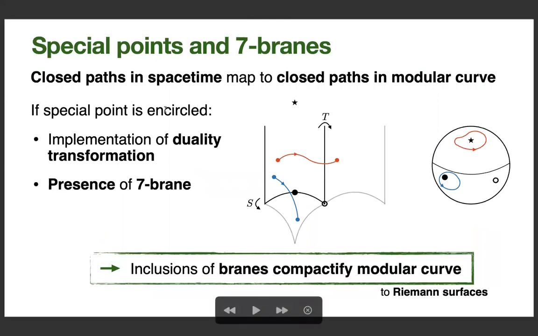So there is a relation between these special points, the elliptic points as well as the cusps, and 7-branes, because simply, as I told you before, if I go between 2 points that are related by an SL2Z transformation, the path will usually encircle one of those special points and implement the SL2Z transformation. So for example, for the red path, I would encircle the cusp at i infinity. For the blue path here, I would encircle the elliptic point i of the modular curve. And by encircling this, I mean that I will have to implement the SL2Z transformation by going around it.